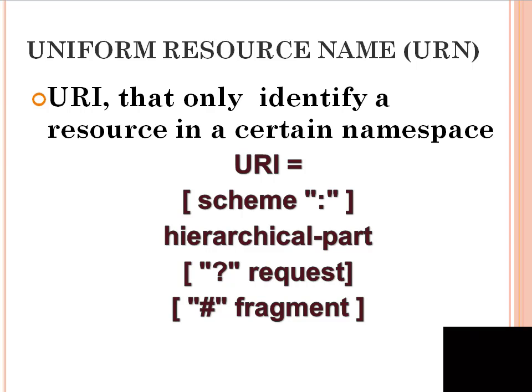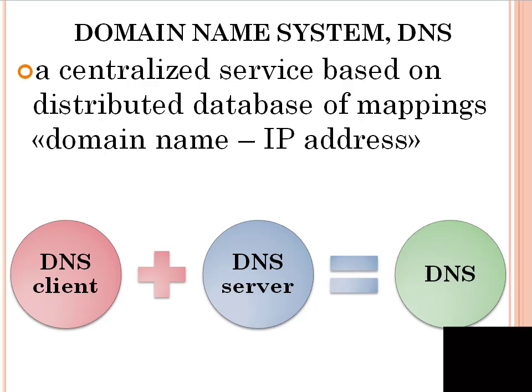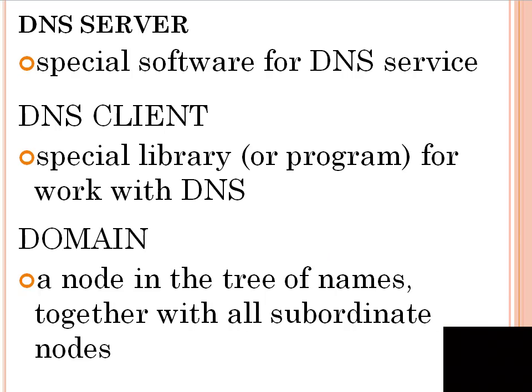About the uniform resource name, we have already said and shown it. Now the Domain Name System, DNS, is a centralized service based on a distributed database of mappings between domain names and IP addresses. You can see the client plus server equal to the domain name system.